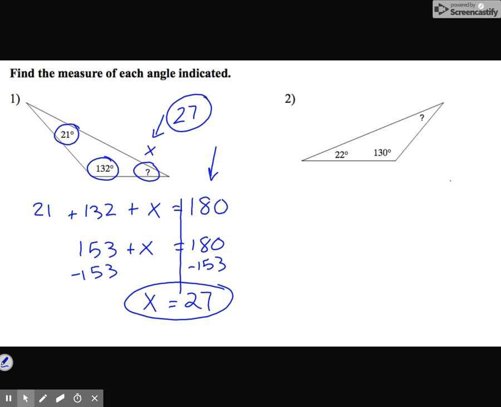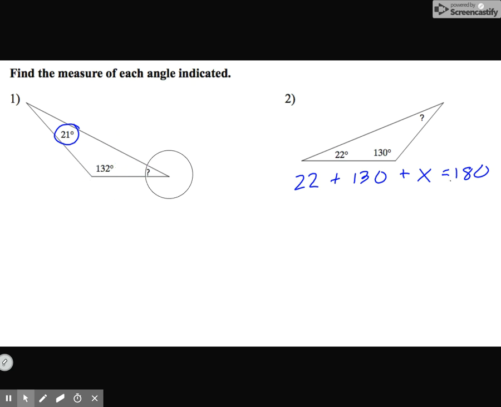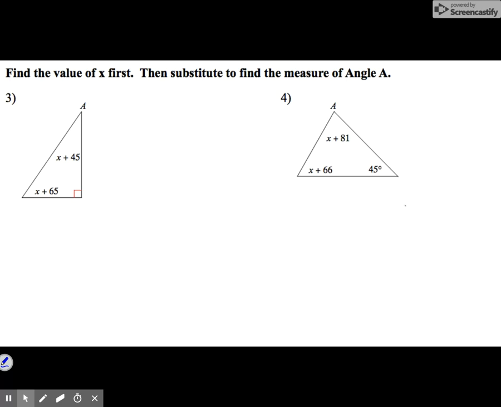On problem 2, we won't solve, but I'll show what that equation would set up. It would be one angle, 22 degrees, plus 130 degrees, plus my missing angle equals 180. And we would go ahead and solve from there. In the next problems, we'll look at interior angles that have expressions rather than just values themselves. Find the value of x first, then substitute to find the measure of angle A.